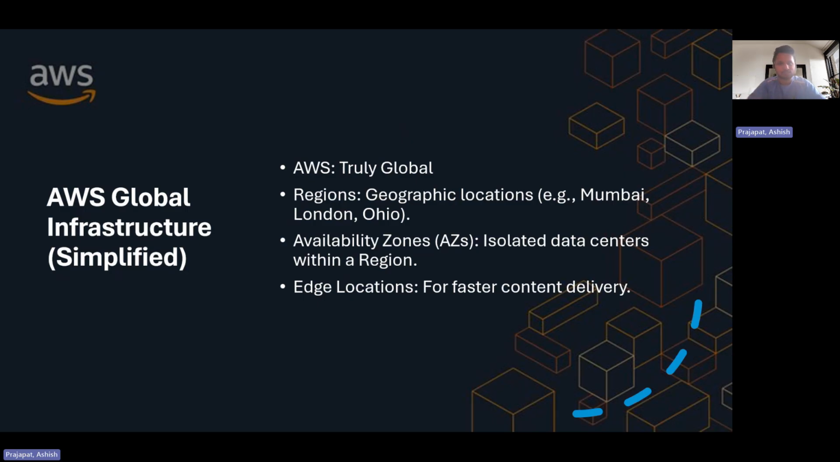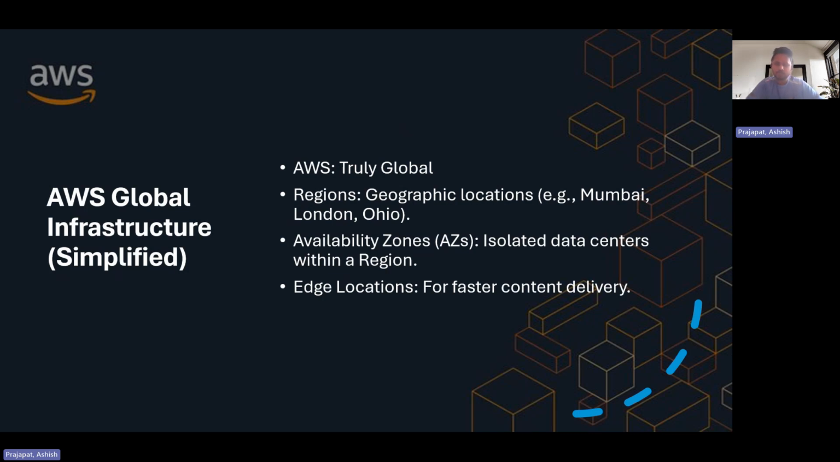Let's say your application is deployed in America and the user is in India. That difference in geographical locations might increase the latency, but due to AWS global infrastructure, that latency is reduced because they have data centers in India as well. So that transfer of data is very minimal. There are regions in AWS, geographical locations, such as Mumbai, London, Ohio.